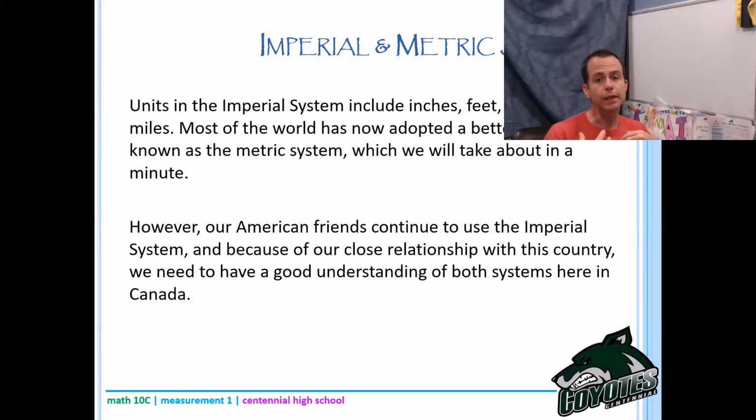Now, we as Canadians have a very close working relationship with the States. And so we get to know both really well, because we use the metric system in our country, but a lot of our stuff is coming from the States, our trade with the States and our conversations with the States, we need to have a very good understanding of the imperial system as well.